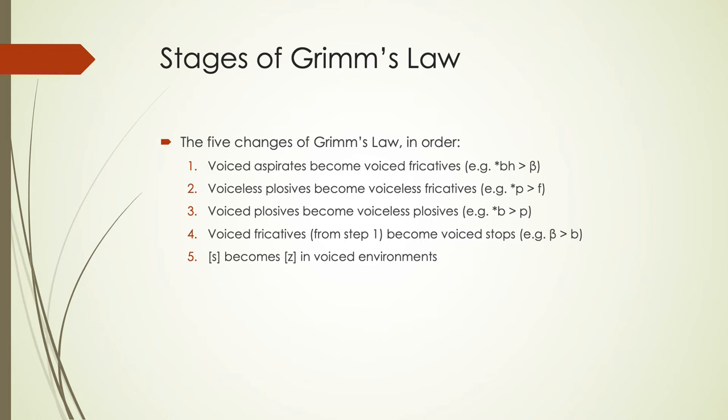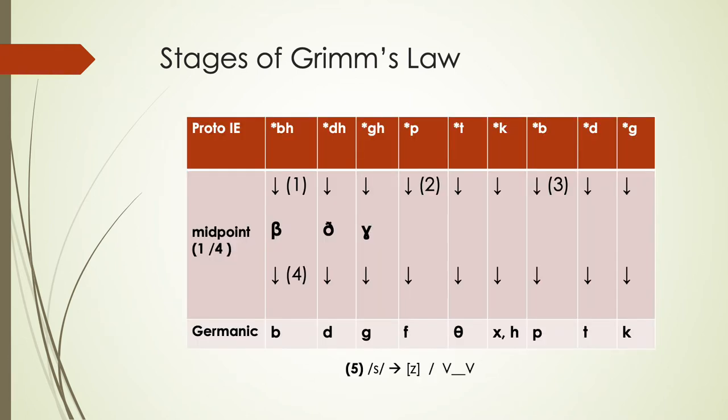So if we visualize what this would look like, the top row you'll notice has what the Proto-Indo-European forms would have been like. And then you have the numbers that show you where the stages took place. So the first change of those voiced aspirates, the buh sounds, for instance, move first to that midpoint where they become the voiced fricatives, so wa, the, and kh. And then the next stage takes us to our voiceless plosives that move all the way down to where you see the bottom, the Germanic form of being f, th, and either kh or h.